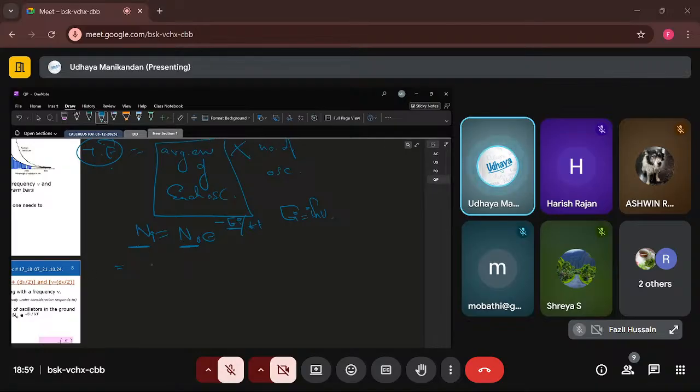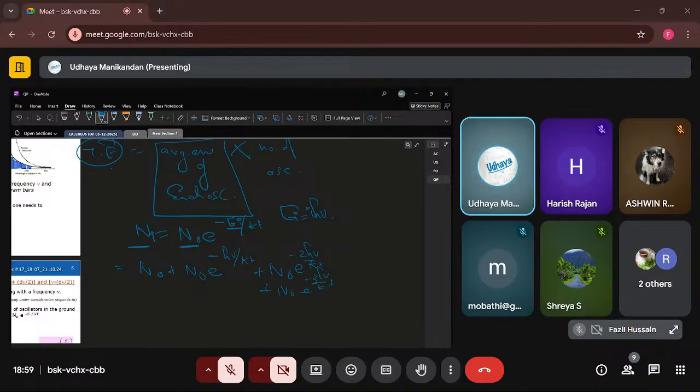First, what is the number of oscillators in the ground level? N naught. Plus what is the number of oscillators in the first energy level? N naught into e power minus h nu by kT. Plus the second level, n naught e power minus 2h nu by kT, and then n naught e power minus 3h nu by kT, and so on, right?